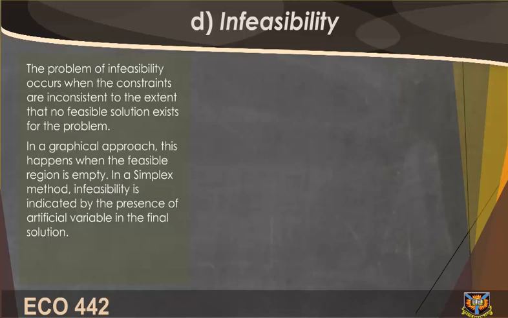D. Infeasibility. The problem of infeasibility occurs when the constraints are inconsistent to the extent that no feasible solution exists for the problem. In a graphical approach, this happens when the feasible region is empty. In a simplex method, infeasibility is indicated by the presence of an artificial variable in the final solution.